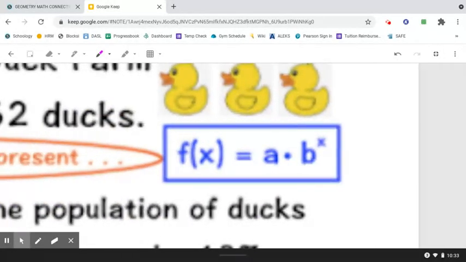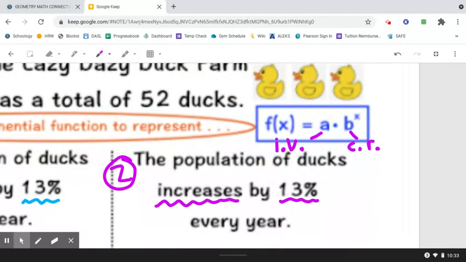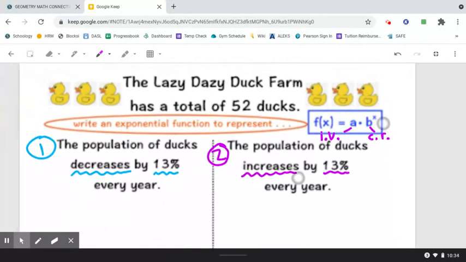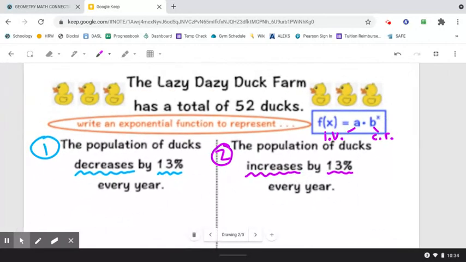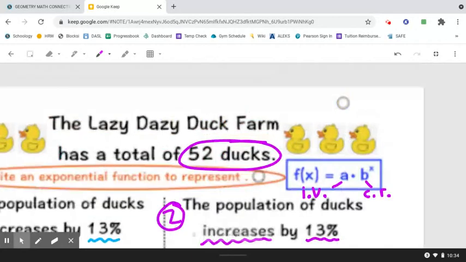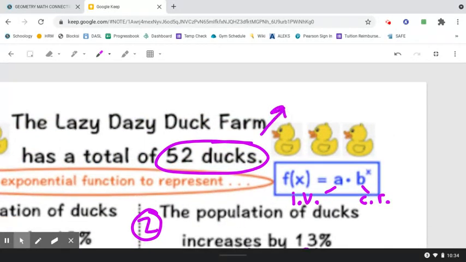Remember, keep in mind this is our equation we're going to follow. This is initial value, and then this is common ratio. I'm just going to abbreviate, but keep that in mind there. So if you notice, we start out with a total of 52 ducks. So in both of my problems here, I'm going to start out with 52 ducks. That's going to be my initial value. That's the amount we're starting with. That's what we initially have.